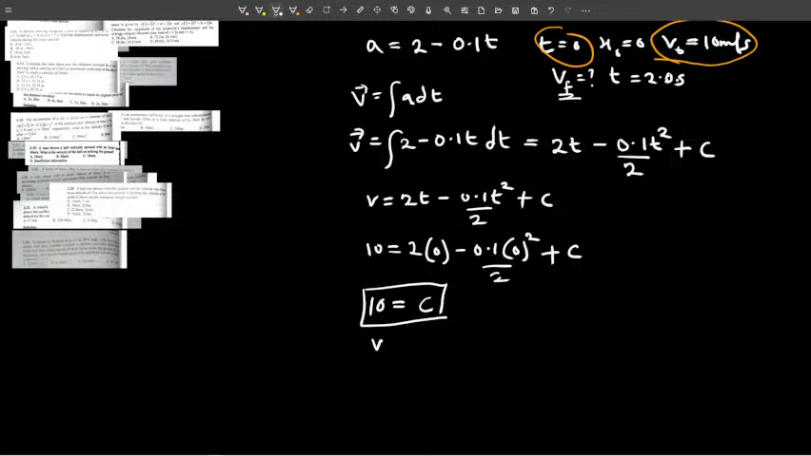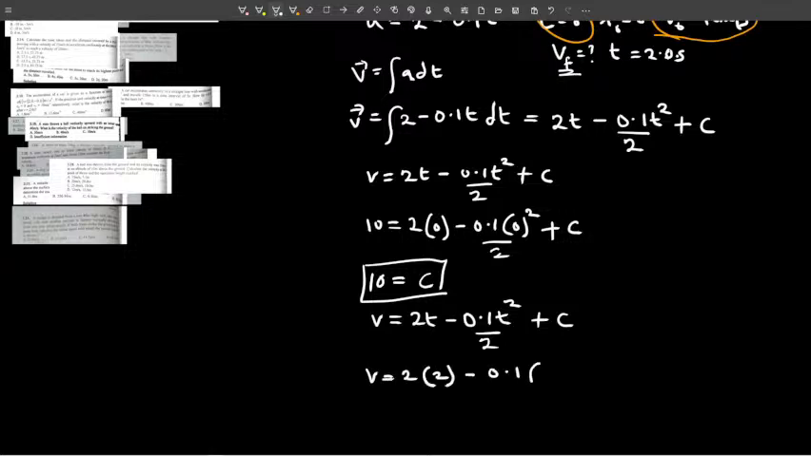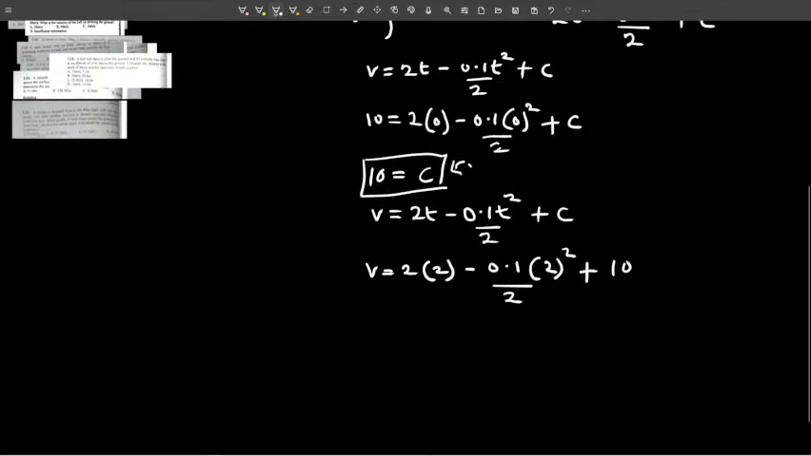So let's go again. v is equal to, what's our formula? 2t minus 0.1t squared over 2 plus c. We have to find v now when t is 2. Whenever we see t, we put 2. This will give me v equals 2 into bracket 2 minus 0.1 into bracket 2 all squared over 2 plus c. Don't forget we got the value for c to be 10. I hope you're following.